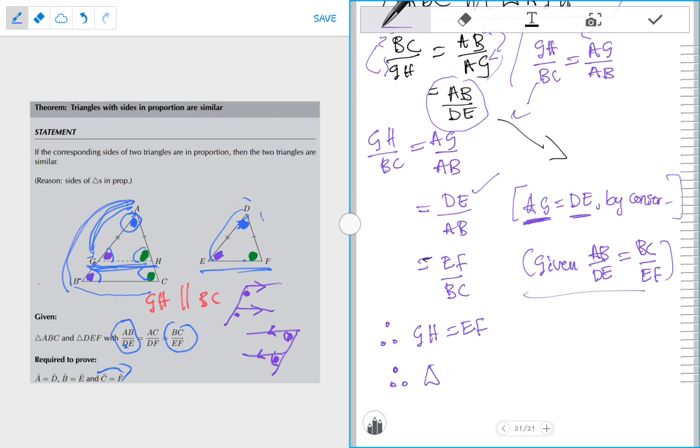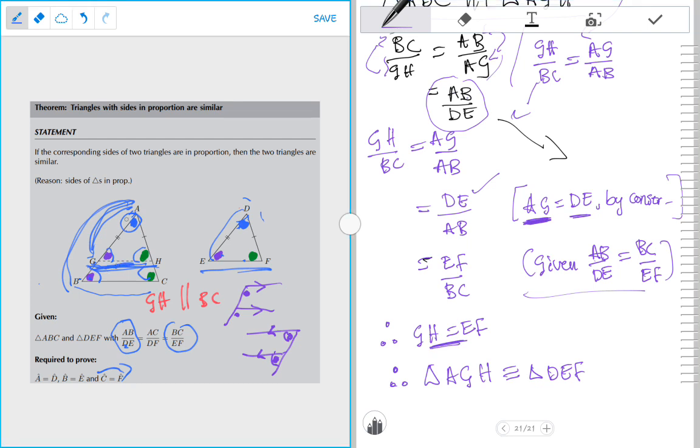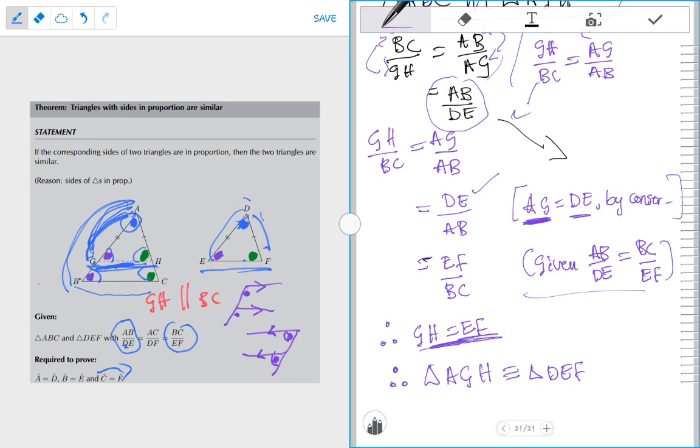Now we have triangle HEF is congruent to DEF, meaning that we got this side, and we also had this side. This one is by construction, and this one was also by construction, and we also have this one, which we solved from this one. It means now it's side, side, side.